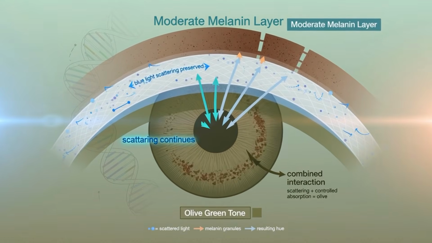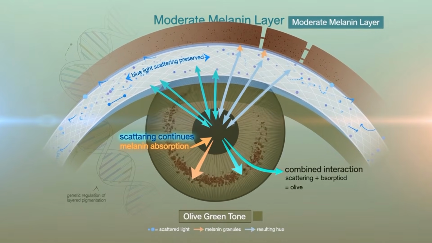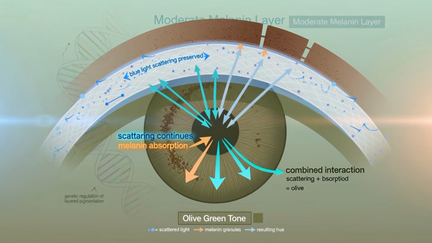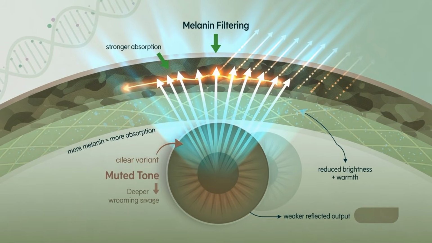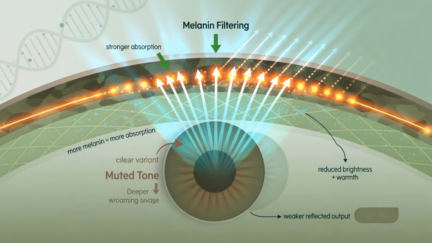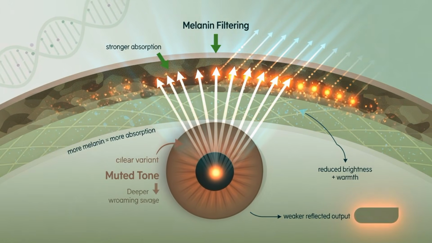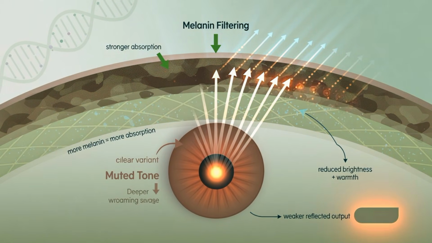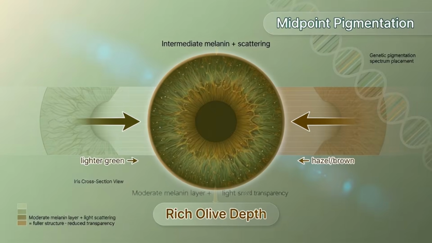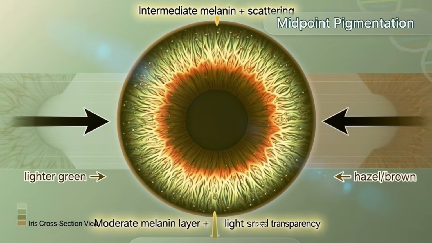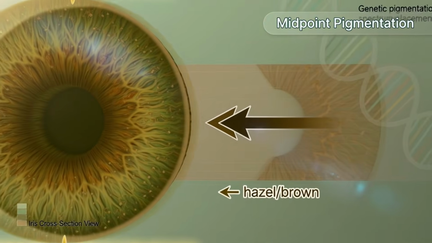Keep the scattering mechanism in place, but add a moderate layer of melanin on top. The result is what's commonly called olive green. Instead of the clarity and brightness you see in the purer variants, the color has more depth and a muted quality. It doesn't transmit light as freely. The melanin acts as a filter, pulling the overall tone darker and warmer.